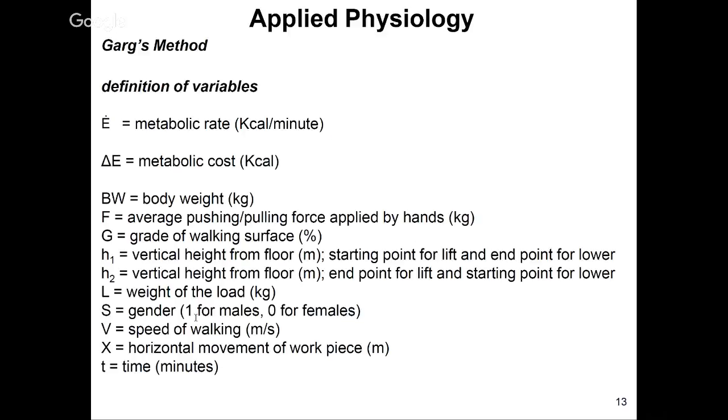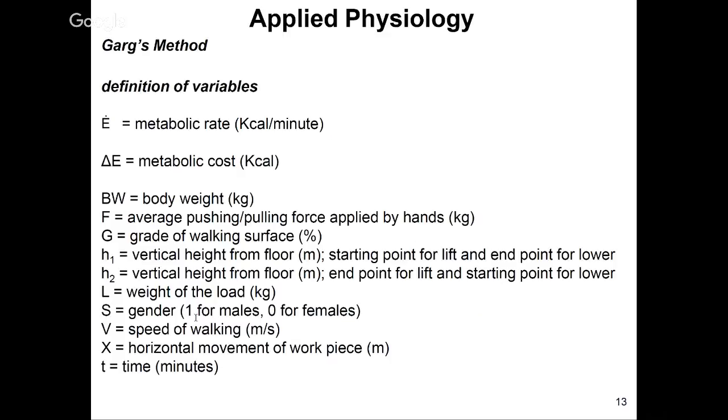So H1 is the vertical height from the floor. Now, here's a key point. If you're doing a lift, then it's the starting point. So if you're grabbing it from the floor and lifting the box up, that's the starting point, and that's H1. So that would be 0 if you're lifting a box. But if you are lowering, it's always going to be on the floor. If you are lowering a box from a shelf, and that's your task, then that's H1. So H1 is always going to be basically the lowest point, and H2 is always the highest point. So if you're lifting, it's then the end point, and if you're lowering, then it's where you start.